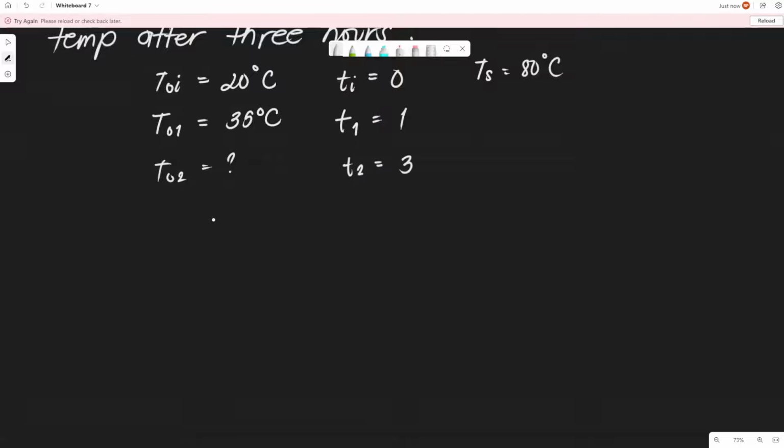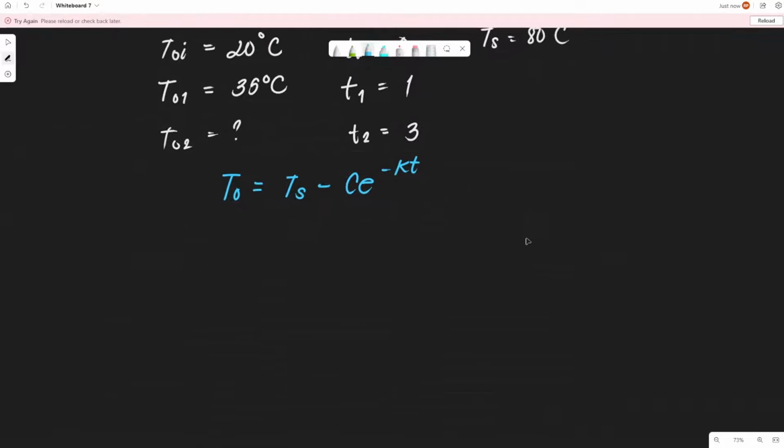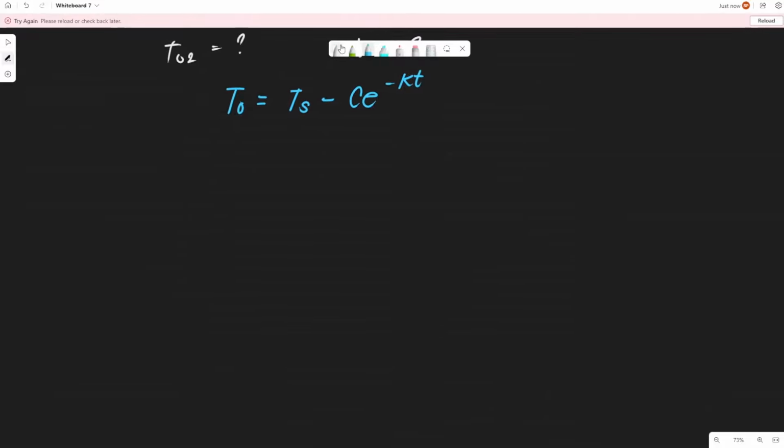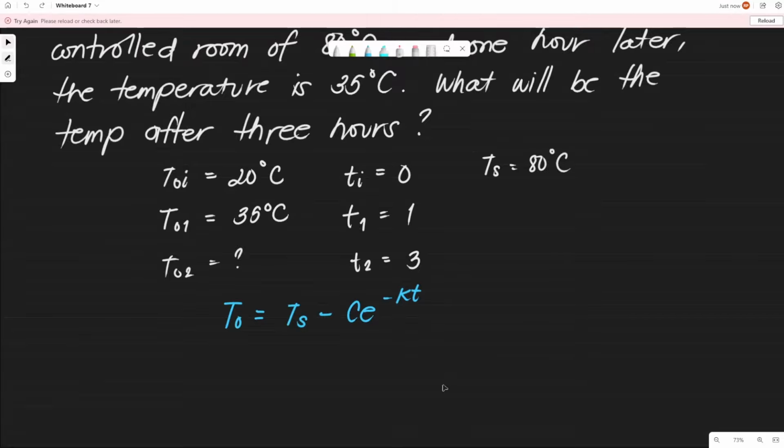So what do I do? We need to identify if it is heating or cooling. Obviously 35 degrees is greater than the initial, so this is heating. For heating, T is equal to Ts minus C e raised to negative kt. Always remember that this is the formula for heating; the previous one was cooling. Let us identify what C and k are, since the rate was not given.